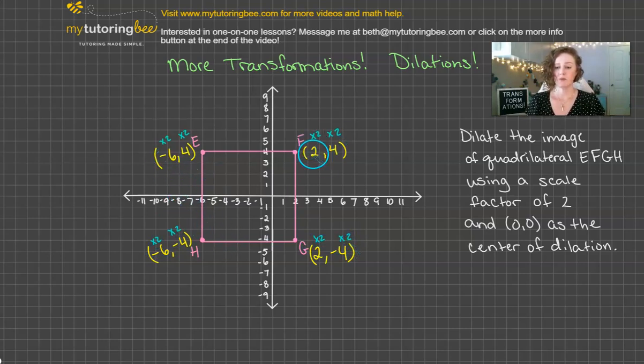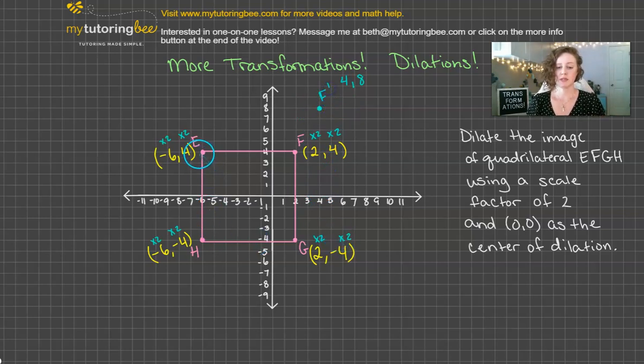For F, if we multiply 2 by 2, that gives us 4. And if we multiply 4 by 2, that gives us 8. So I'm going to place F prime. We use prime for the image, or the secondary version, of each of our figures. So our new image is going to be right here at (4, 8), and that's going to be F prime.